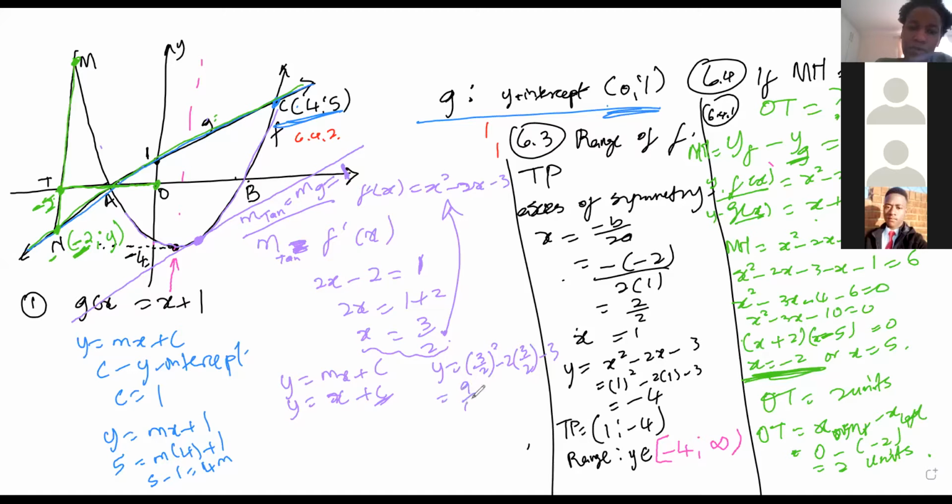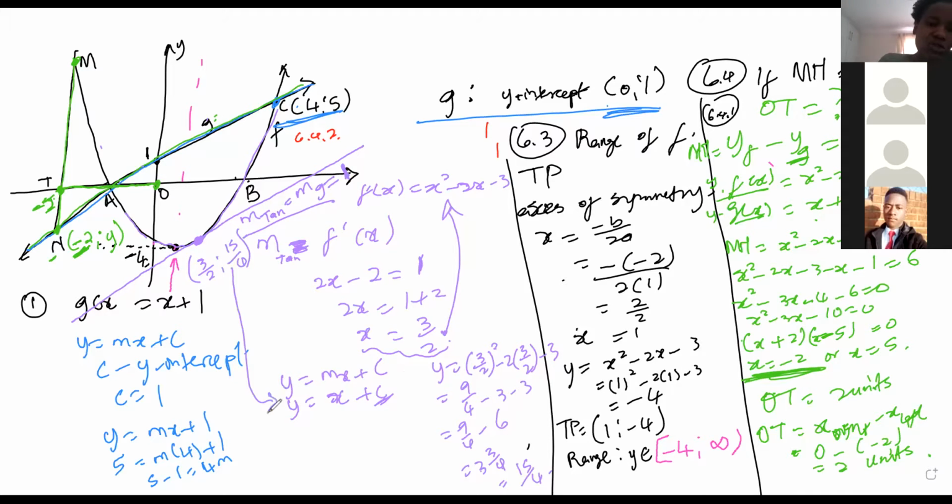Then I have 9 over 4 minus 3 minus 3. 9 over 4 minus 6. Let's see. 9 over 4 minus 6, which is 3 and 3 over 4. This is the same as 15 over 4. Okay, so then this point here is 3 over 2 and 15 over 4.